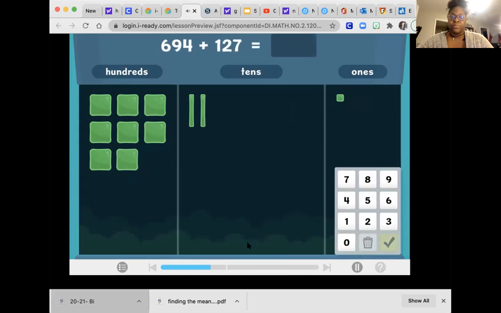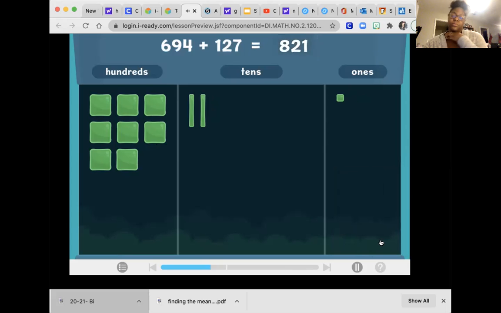What is 694 plus 127? Enter the sum. So now let's count our hundreds. We have 1, 2, 3, 4, 5, 6, 7, 8 hundreds. We have 2 tens, which is 20, and then we have the 1. So that's 821. Good going. 694 plus 127 equals 821.